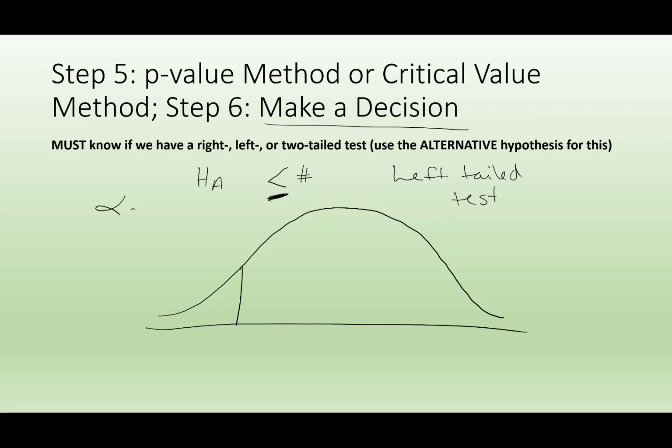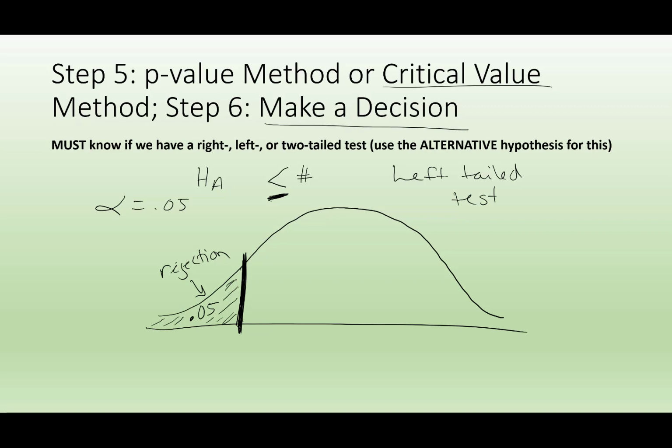And let's say that alpha was equal to 0.05. So that means our area in our critical region or our rejection region would be equal to 0.05. Well, now in order to make a decision using the critical value method, we have to go and find what's known as the critical value, which is the z-score that corresponds to this location right here.